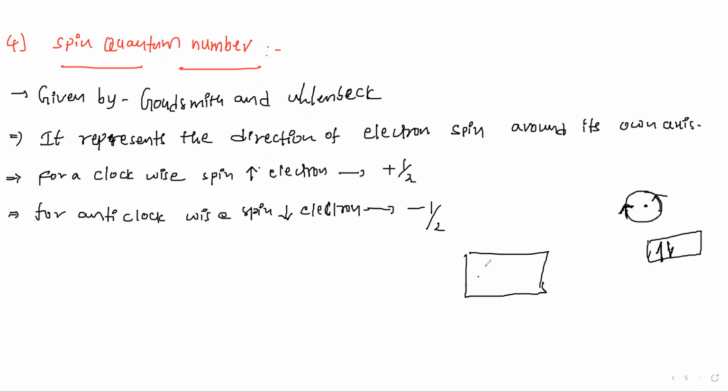In this orbital, the first electron will be clockwise and the other electron will be anti-clockwise. So this electron we can represent as plus half and this electron as minus half. Plus half, minus half, that means clockwise direction, anti-clockwise direction. In an orbital, it is not possible for two electrons to have the same direction. This rule is explained by the Pauli's exclusion principle, which we'll discuss later.